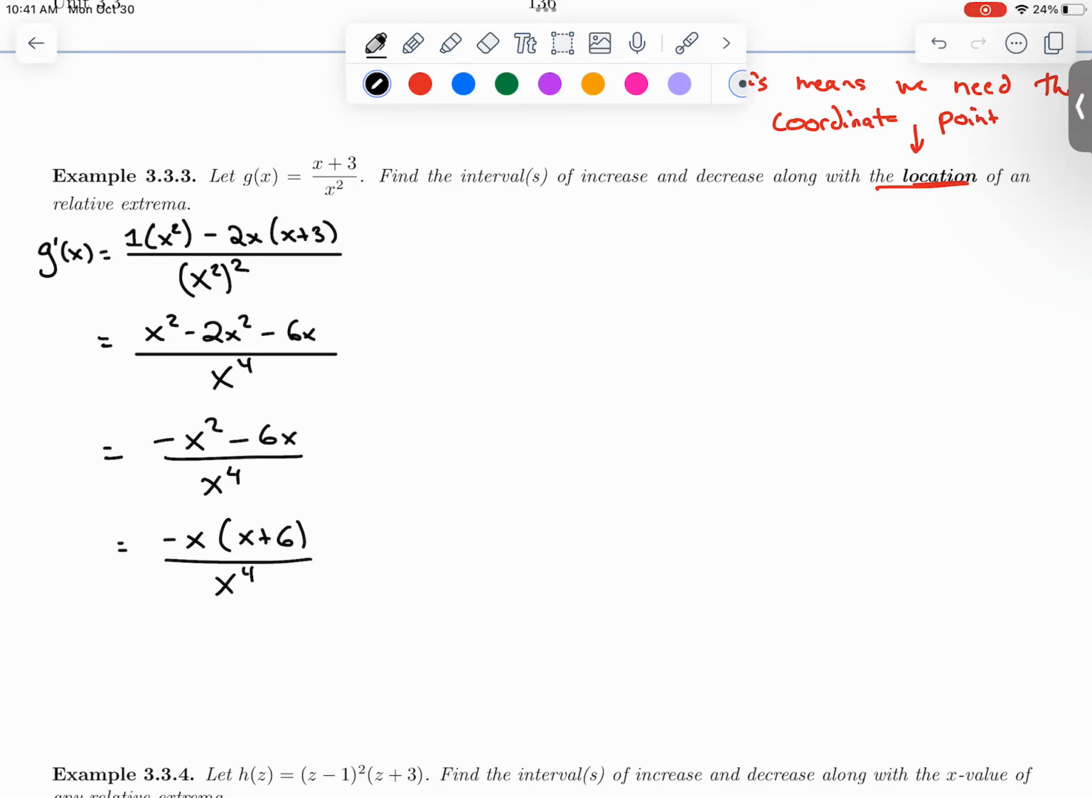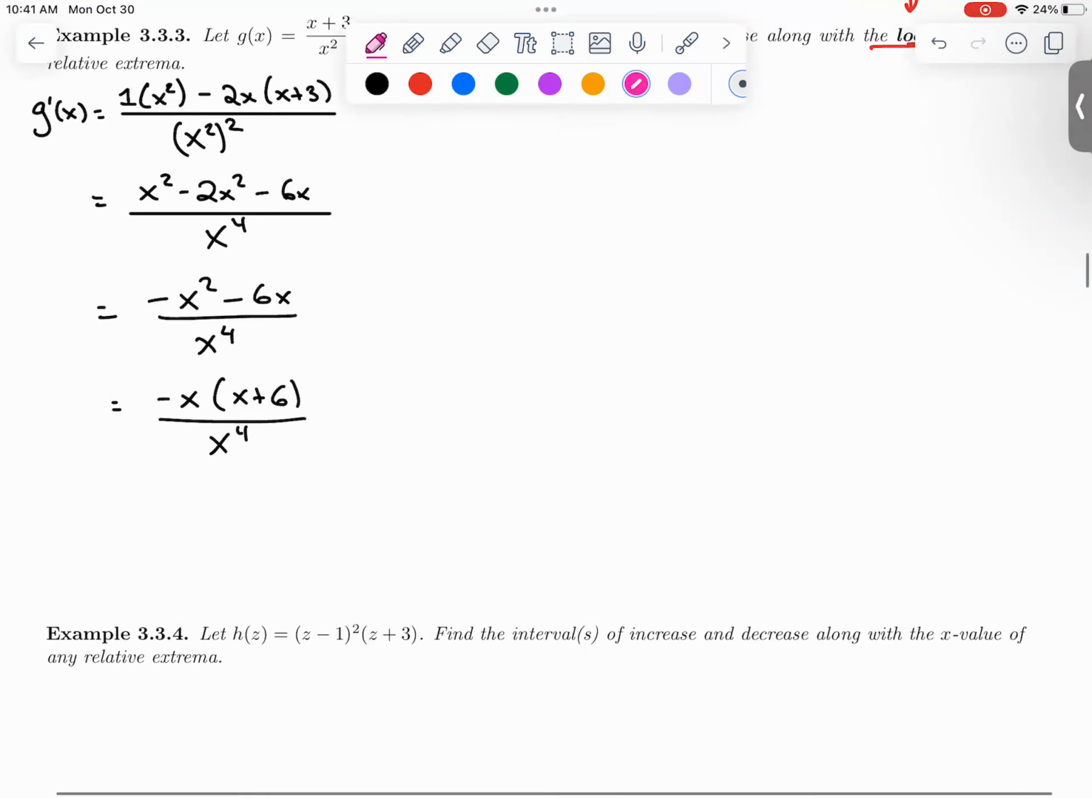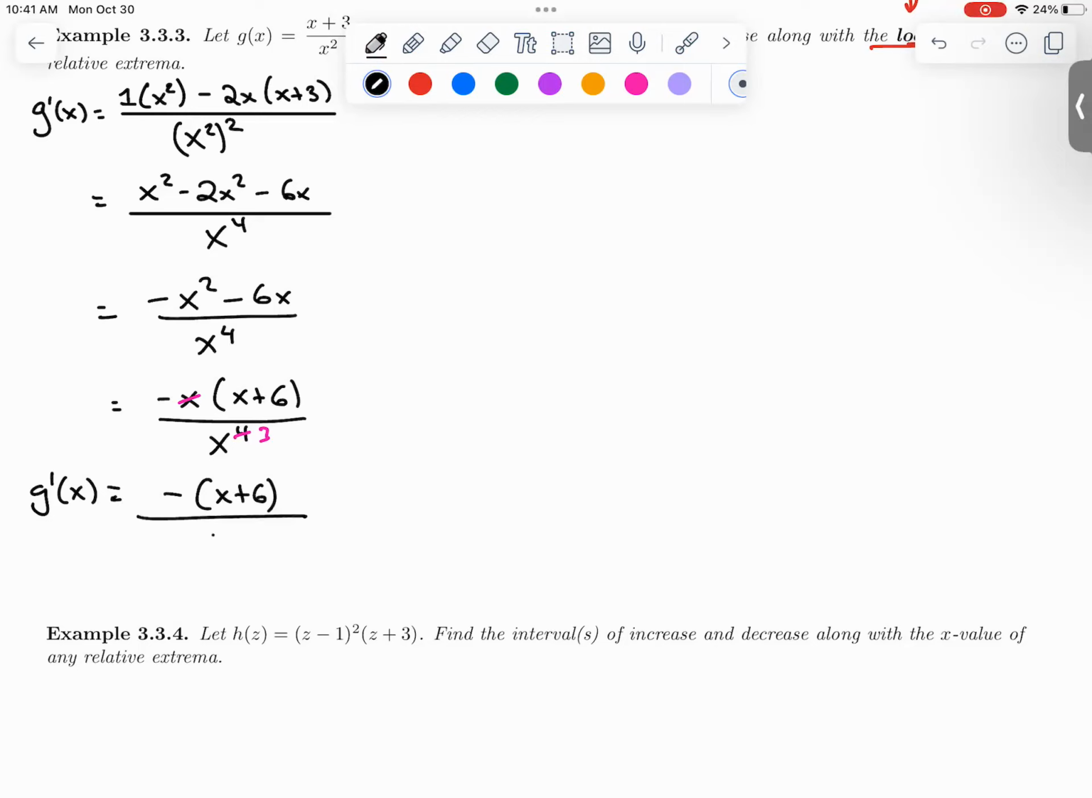Now, I'm wondering whether or not we should cancel one of those factors of x. And I don't, because 0 may be an interesting point. There's probably never going to be a situation that we need to worry about. You could cancel, but it actually makes it a little bit harder to visualize. So I'm going to cancel one of these factors and get g prime of x is equal to negative x plus 6 divided by x cubed.